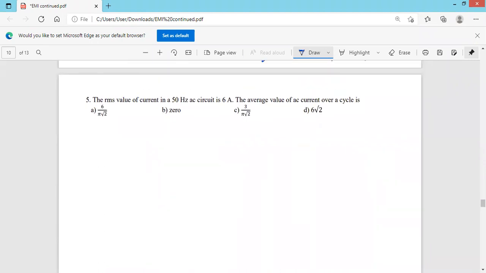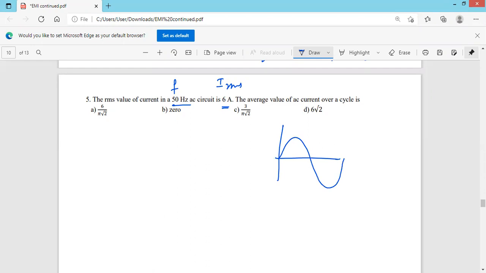Next one. The RMS value of current is 6 ampere for an AC circuit of frequency 50 hertz. So the frequency is given, f is 50 hertz, and I RMS is given. The average value of the current over a cycle.